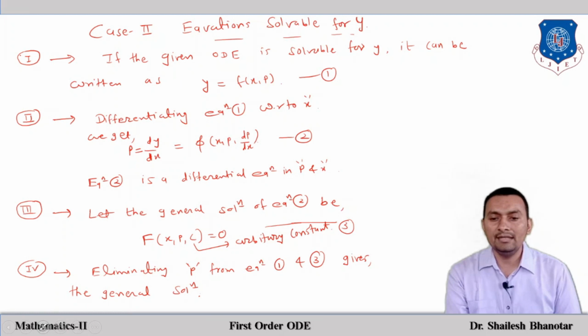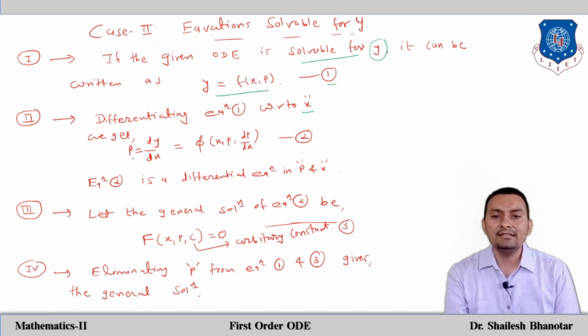That we will keep in mind, because we want to solve for y, so we will write y is equal to f of x, p. If it is solvable for x, then in that case we will write x in terms of y and p. Now what do we have to do? We have to differentiate equation number 1 with respect to x. So what will I get?